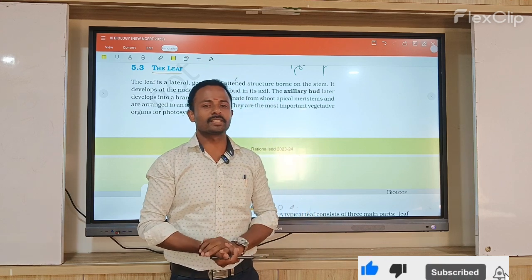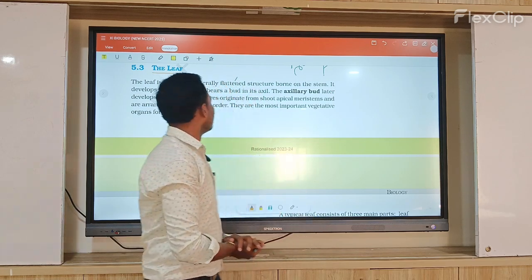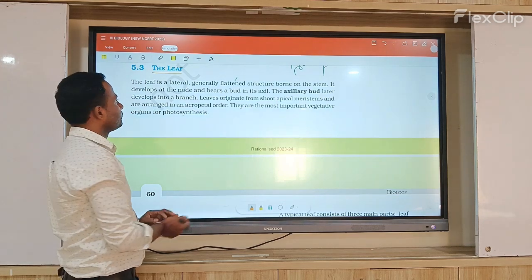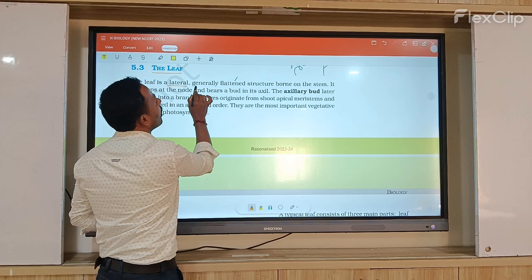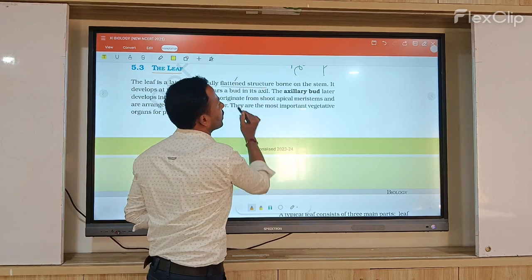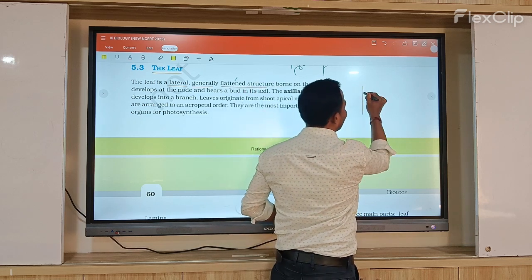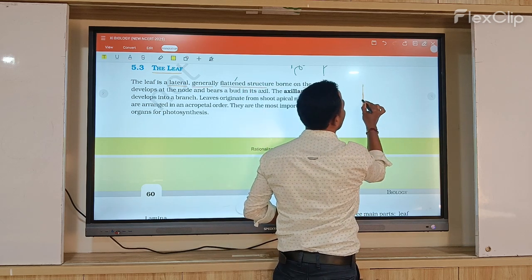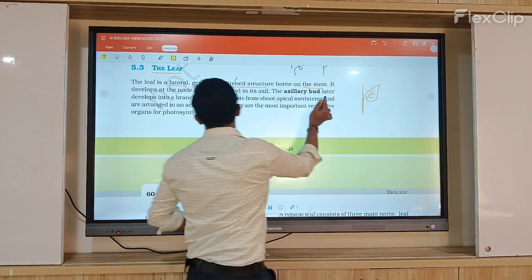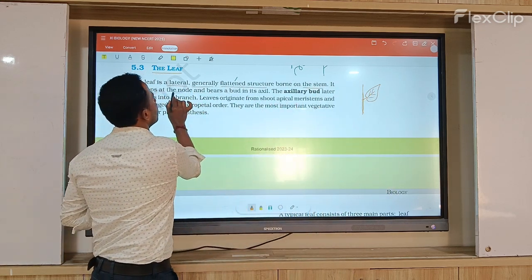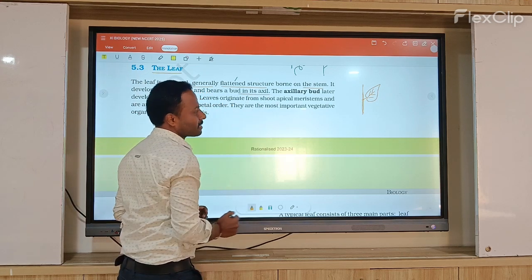For this section, we will discuss the morphology of flowering plants, part 2, that is the leaf. The leaf is a lateral, generally flattened structure borne on the stem. It develops at the node and bears a bud in its axil.